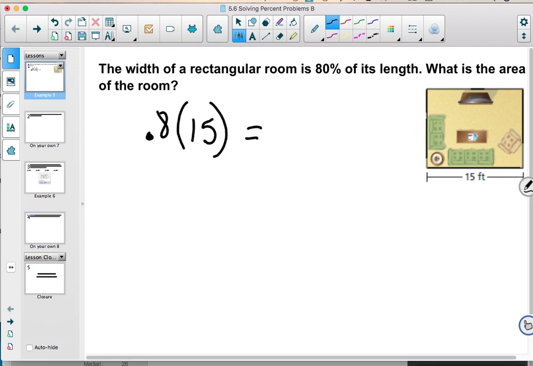And that's going to be my area? Is that going to equal my area? No, that's going to be your width. Ah, that's going to be my width. That's what I'm checking to see what we're looking for here. That's going to equal the length.